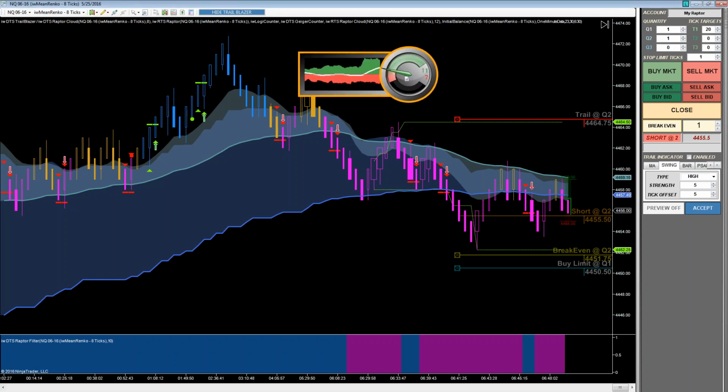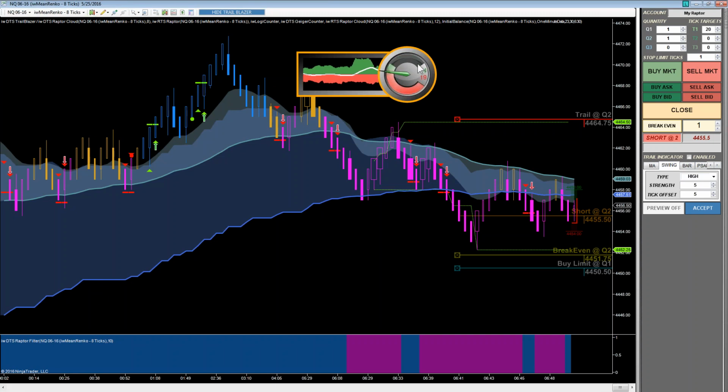I don't think I mentioned the Geiger counter yet. This is also one of these system add-ons. The Geiger counter is essentially a tape reader. It shows you the time and sales, and you've got the history here in this little tape, the histogram. You've got the needle, which will print green when the market's getting a little bit more bullish, red when it's more bearish, and white when it's dead neutral.